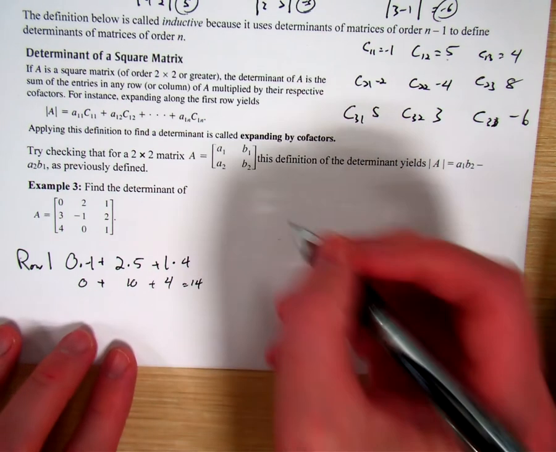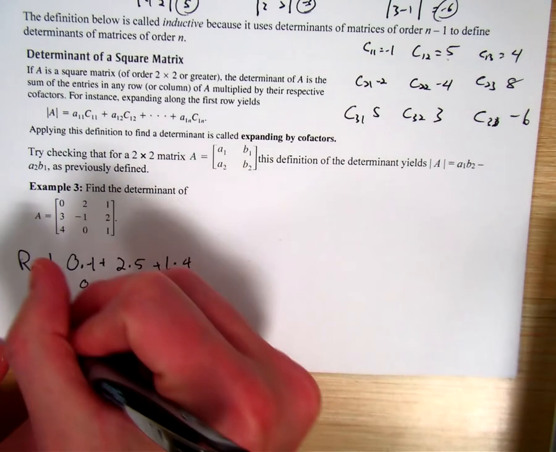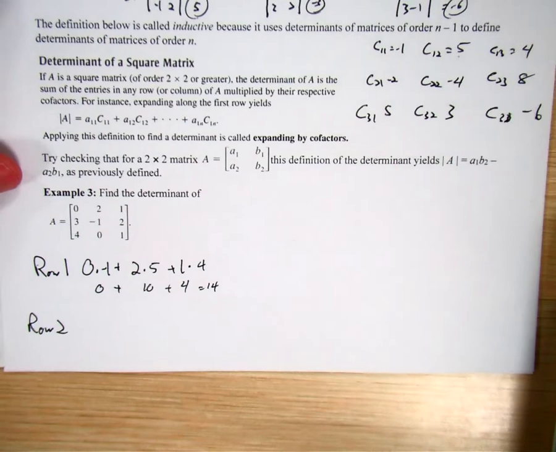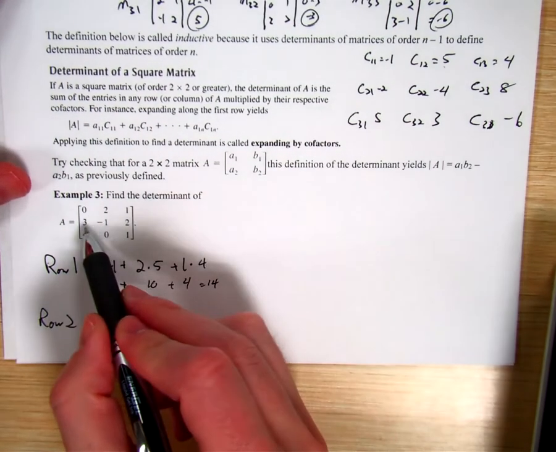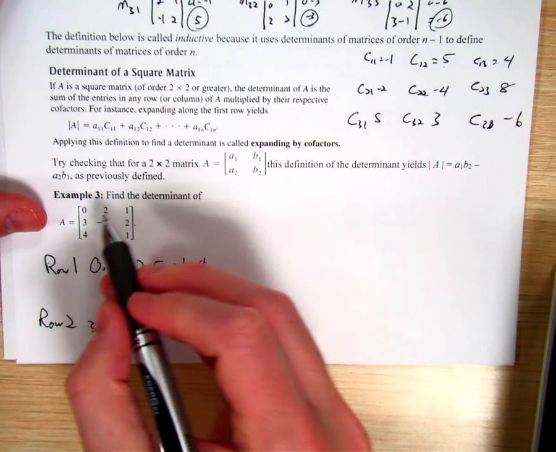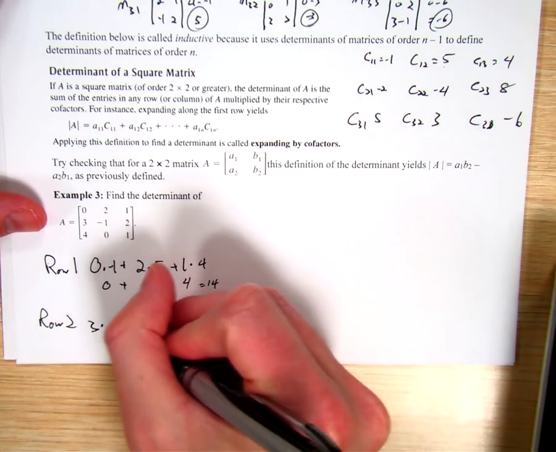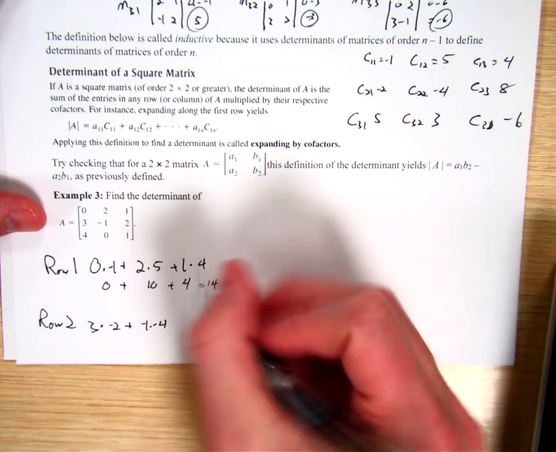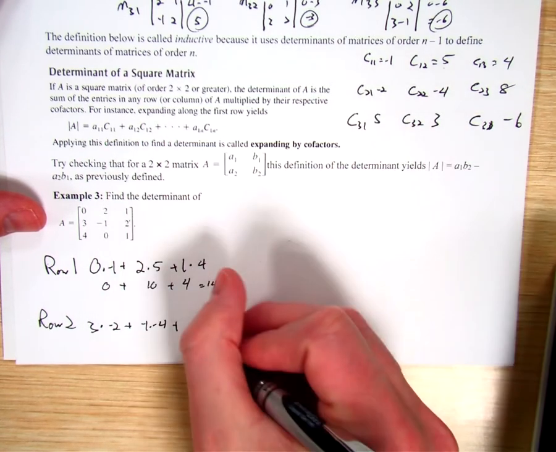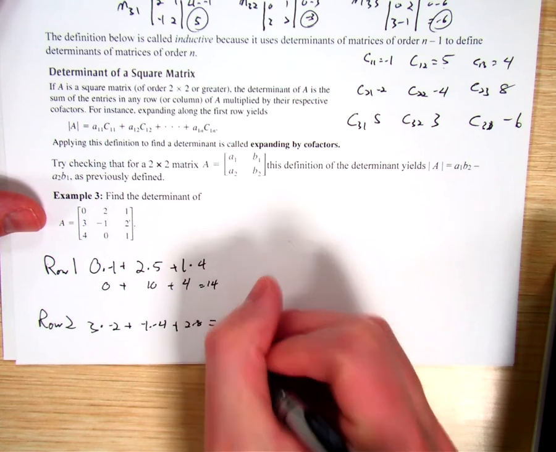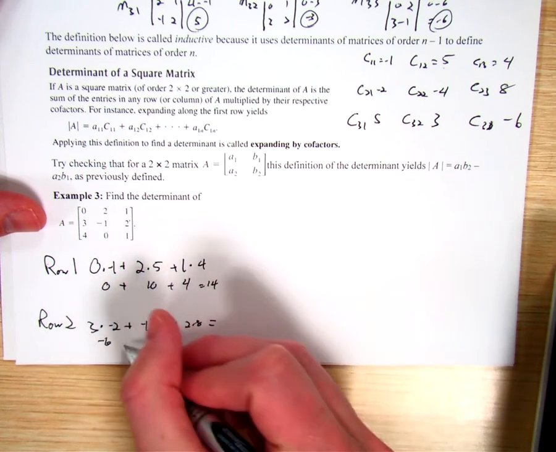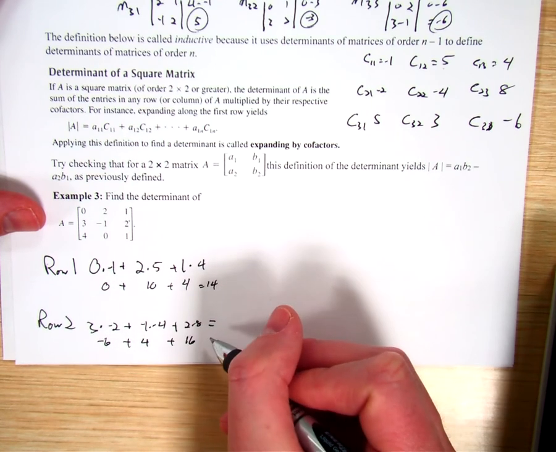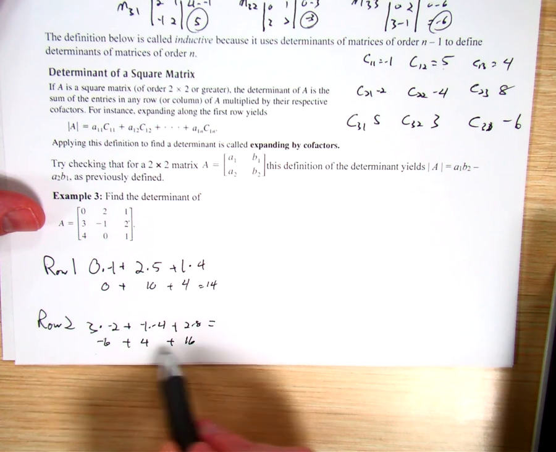Let's try if we did row 2. I know we're kind of going to lose it on both. Can we keep it on the same screen here? So 3 times negative 2 plus negative 1 times negative 4 plus 2 times 8. So we got 3 times negative 2, that's negative 6, plus 4, plus 16. So negative 2 and 16 is 14.